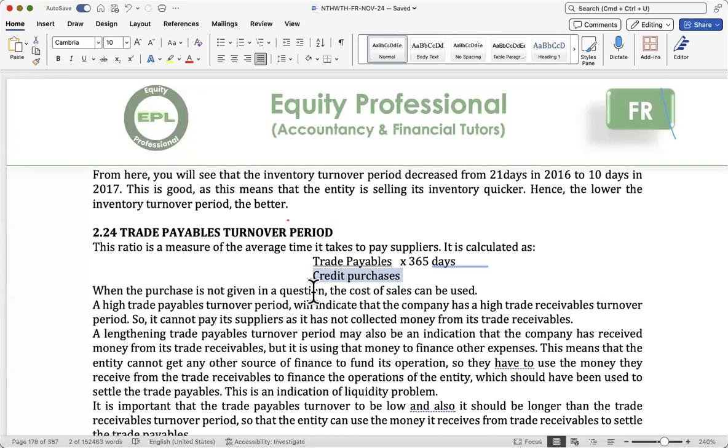Probably you want to quickly pay salaries, you don't have money to pay salaries yet, so you just quickly use that money instead of paying the supplier. Okay, let's use this one to pay salaries. Then you are trying to get some other money to pay your supplier. That is what an elongated payables in days would indicate.